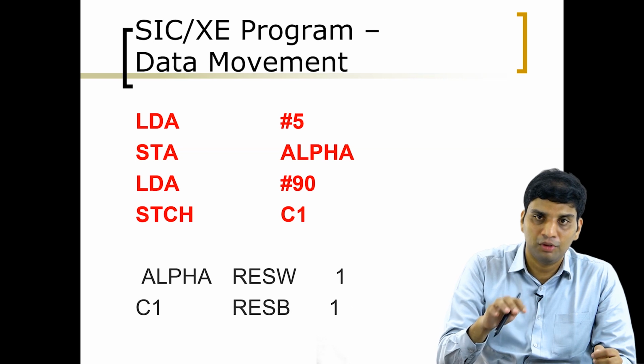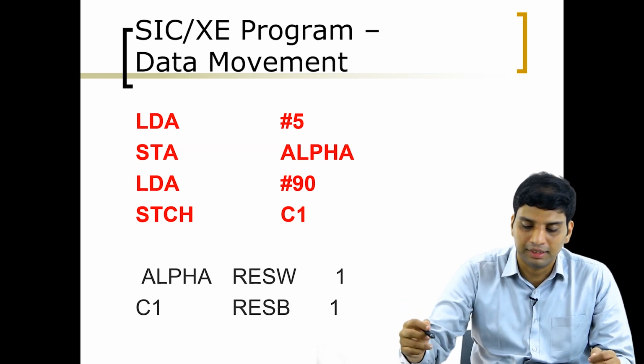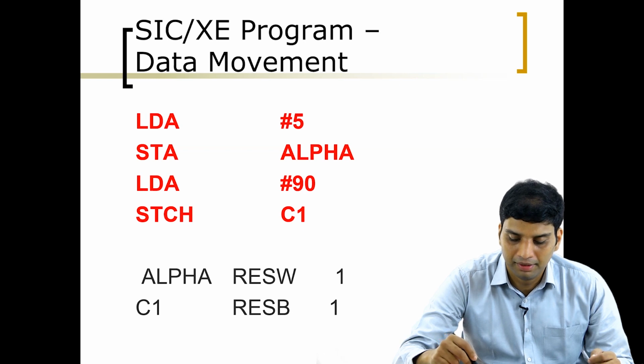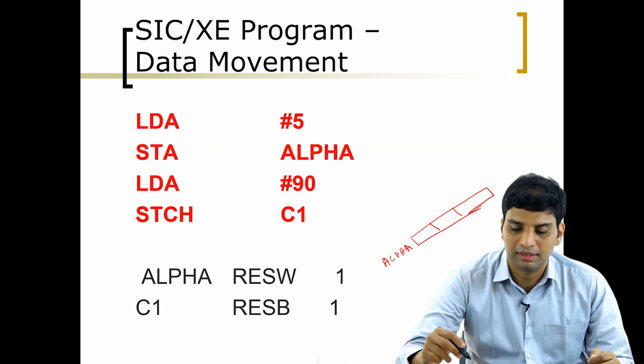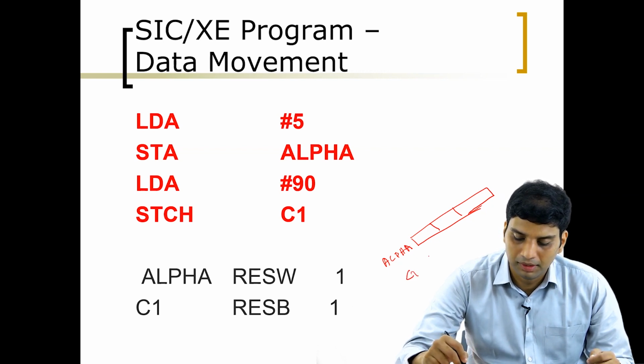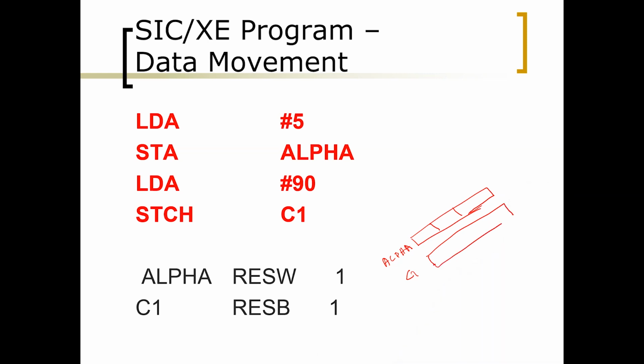Now, there we had 4 declarations actually. Now here we have only 2 declarations. The first declaration was alpha. And what is alpha? It's a reserve word. So what is reserve word? 3 bytes. And 1 specifies only one word is reserved. The second one is C1. What is C1? C1 contains only 1 byte. So since it is a byte, we are using only 1.